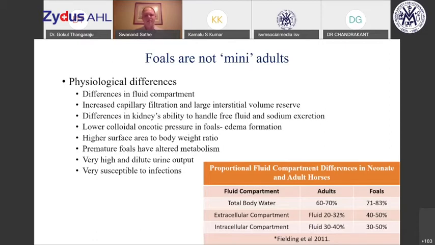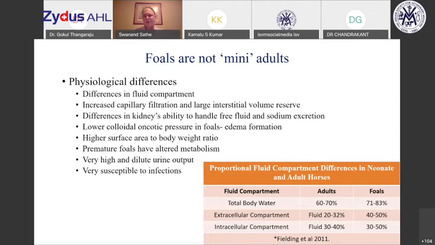Foals also cannot handle these high fluid pressures, nor can they handle high administration of sodium as adult equines can. Adult equines regulate their fluid volumes by excreting fluid very copiously through their renal output, as well as excreting a lot of sodium, and hence it's difficult to cause hypernatremia in adult horses. However, foals are not capable of excreting this excessive fluid through their kidneys, and they also tend to retain a lot of sodium.